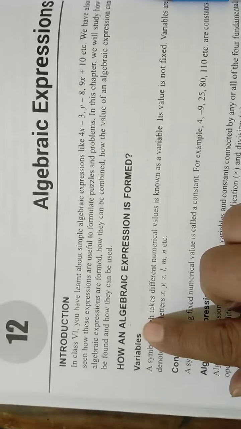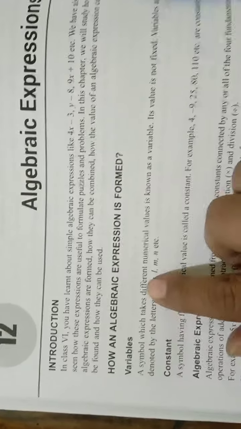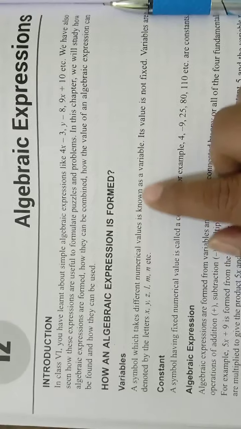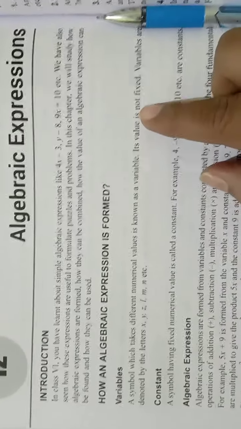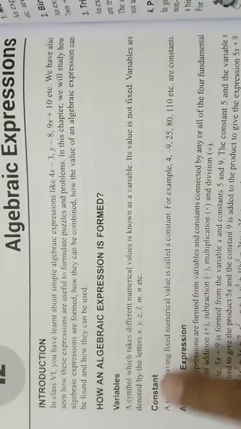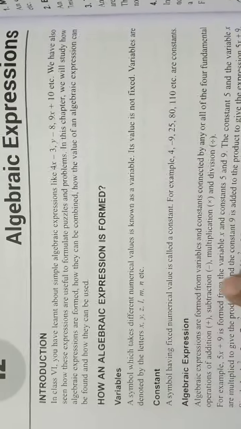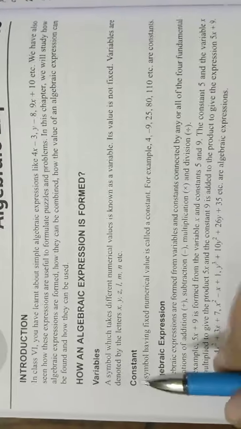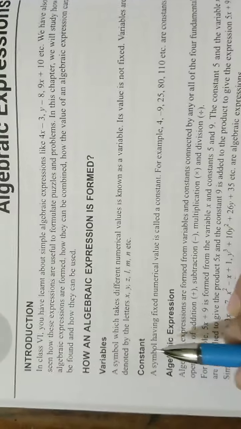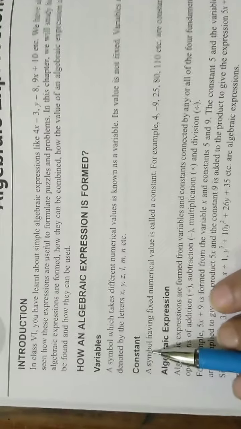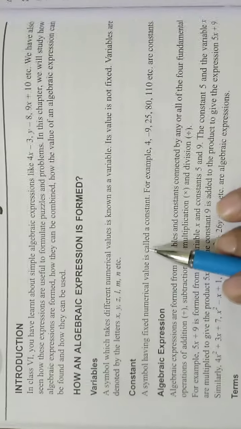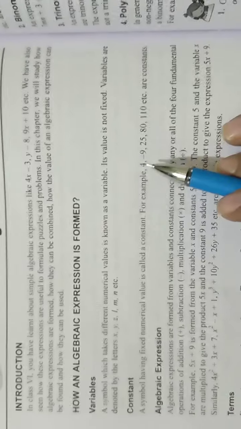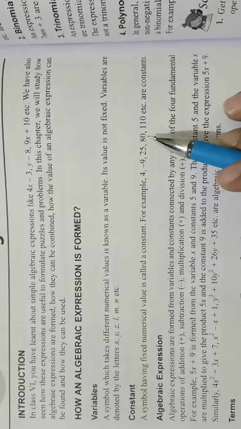First of all, we have to start from variables. What are variables? A symbol which takes different numerical values is known as a variable. Its value is not fixed. Variables are denoted by letters like x, y, z. After that, constants. What are constants? A symbol having a fixed numerical value is called a constant. For example, 4, minus 9, 25, 80, 110, etc. are constants.